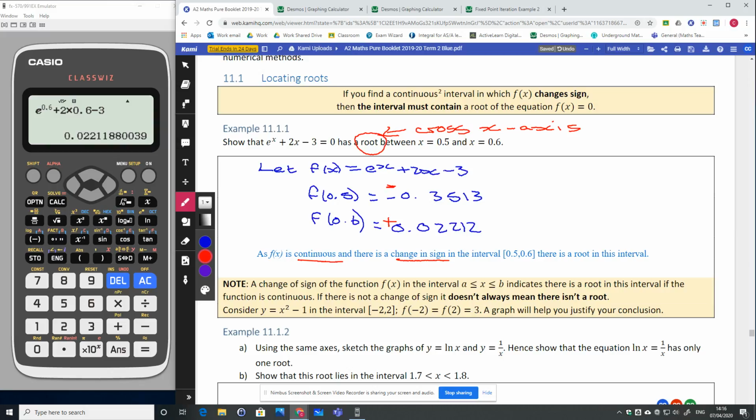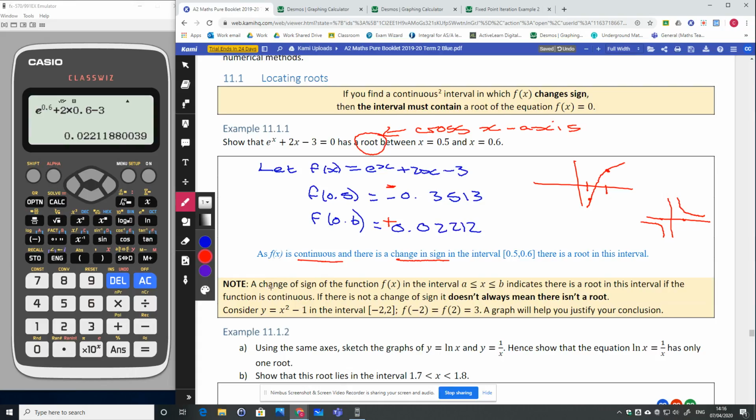Graphically, if we were to consider the graph between 0.5 and 0.6, we are crossing the x-axis because we are going from a negative value here to a positive value here, and that's what we mean by a change of sign, which is why it's important that we're continuous over the interval. If we consider 1 over x as we used as the example before, and we went between minus 1 and 1 as our interval, we would get a change of sign, but we can see that there's no root there because it's not continuous over that interval.